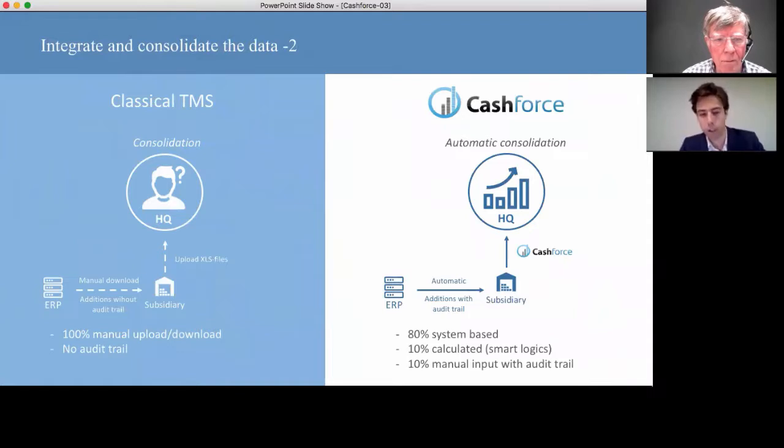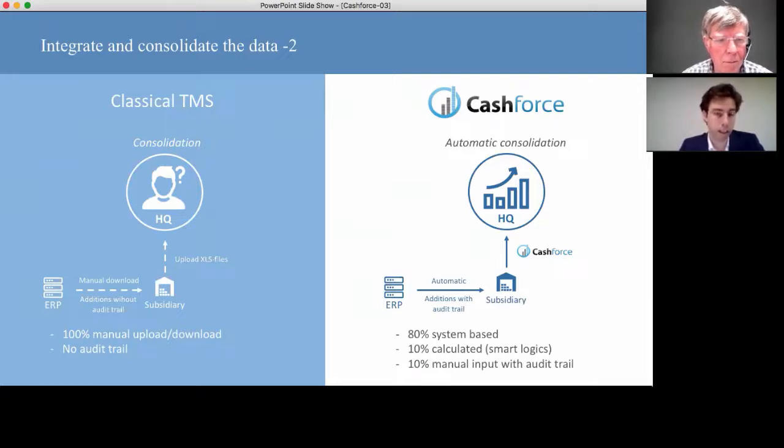And on the left-hand side, just to explain what's on there, you're consolidating at the headquarter information that's first manually extracted by the local treasurer from the ERP. It's downloaded. You can all imagine the situation where you download from SAP what you need. Then you make additions to that data in Excel. And that Excel file is then uploaded to a platform where it's being consolidated. Now, in the left situation, there is a manual process behind, which is literally fully manual.